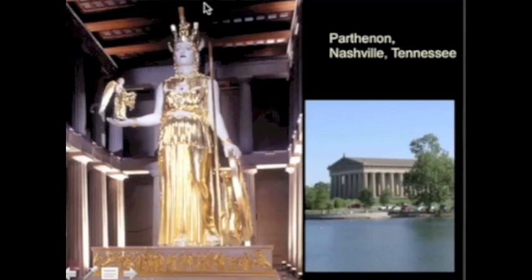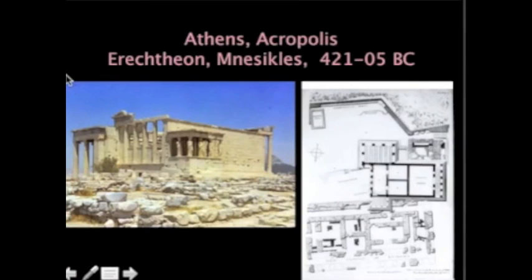In fact, it even has a giant gold statue of Athena in it. And it's cheesy, but you get some sense of what the interior space of a temple might have looked like. I'm always happy to see architects busy.